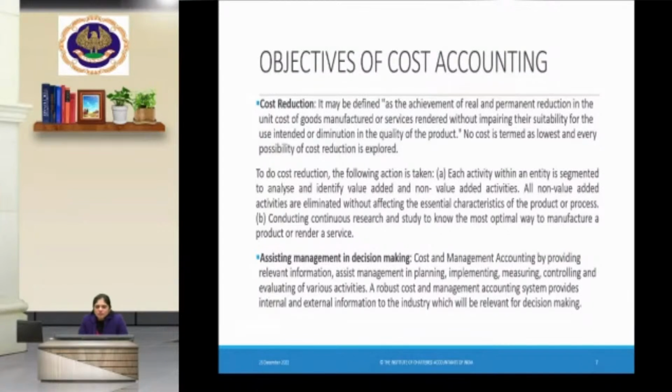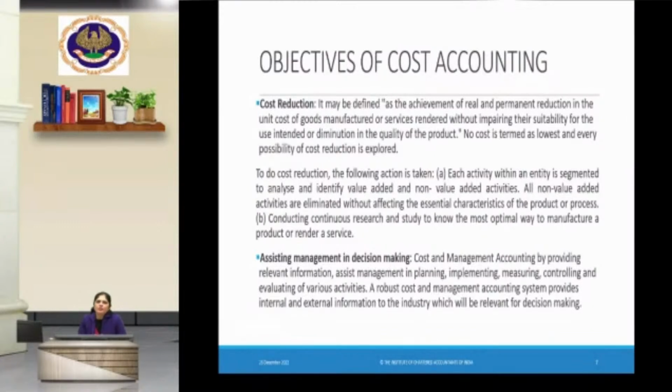So to do cost reduction, the following action is taken. Each activity within an entity is segmented to analyze and identify value-added and not value-added activities. All non-value-added activities are eliminated without affecting the essential characteristics of the product or process, then conducting continuous research and study to know the most optimal way to manufacture a product or render a service. So cost reduction is basically the whole lot of process to minimize or to have a permanent reduction in the unit cost. So the manufacturing processes are carefully monitored.